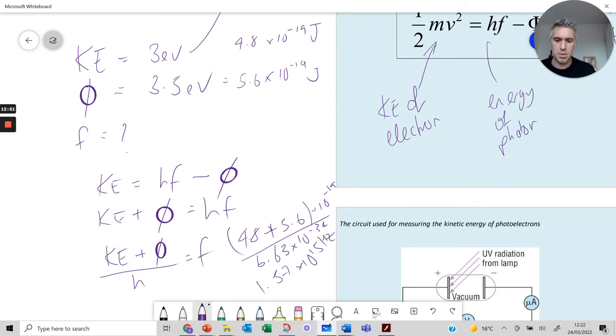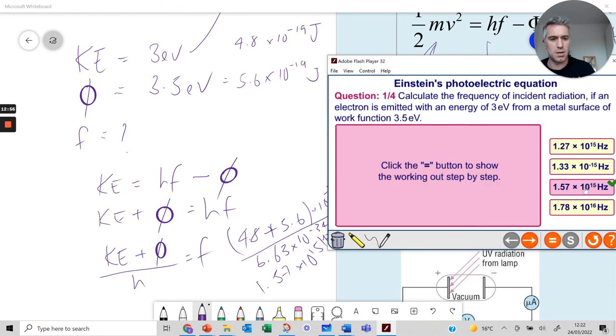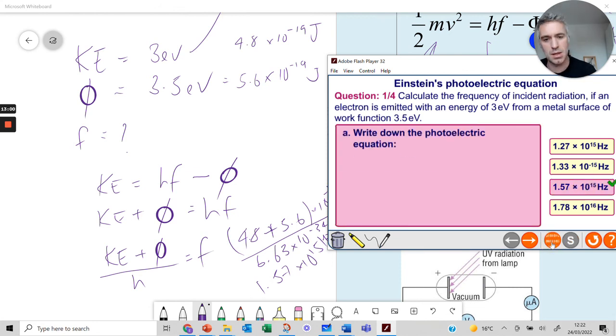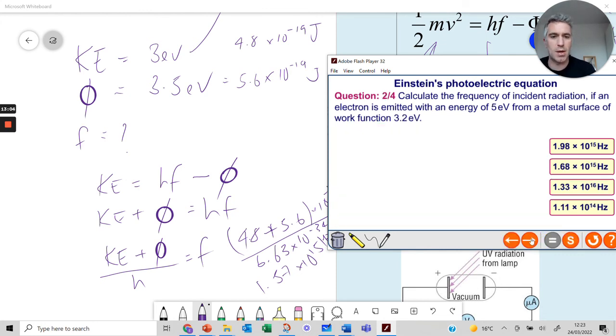I really hope that's an option. Oh, 1.57. Yes! It is an option, thank goodness. Let's write it down. Calculate the right hand side. Oh, we don't need to do that. Right, there we go. Why don't you have a go on this one?